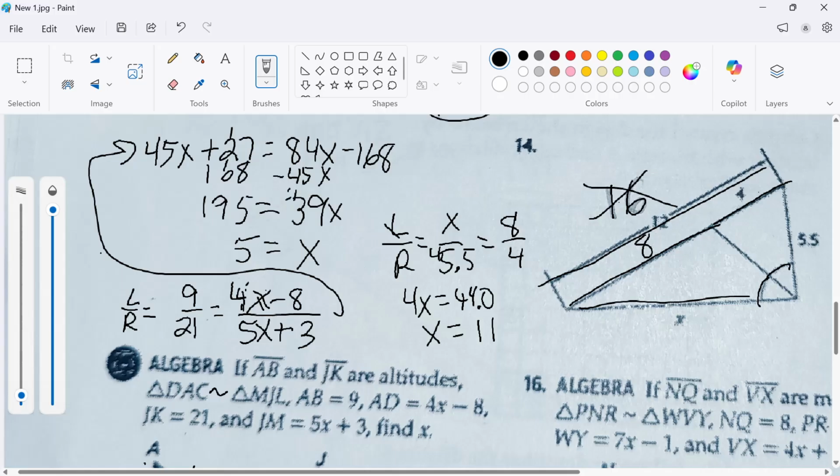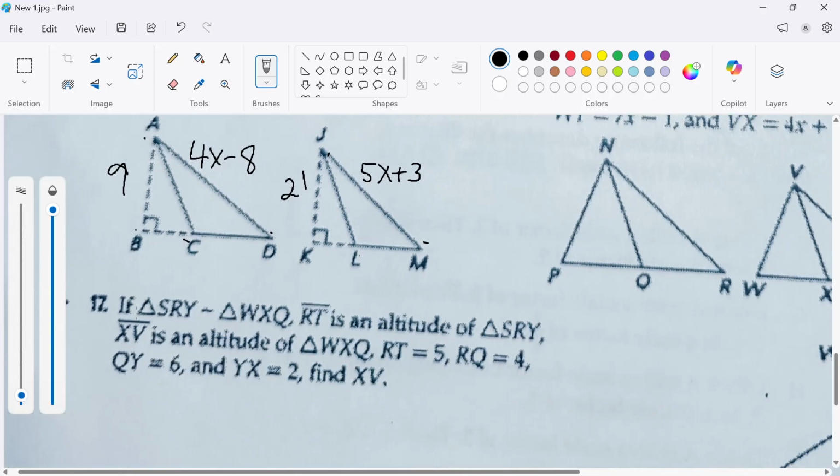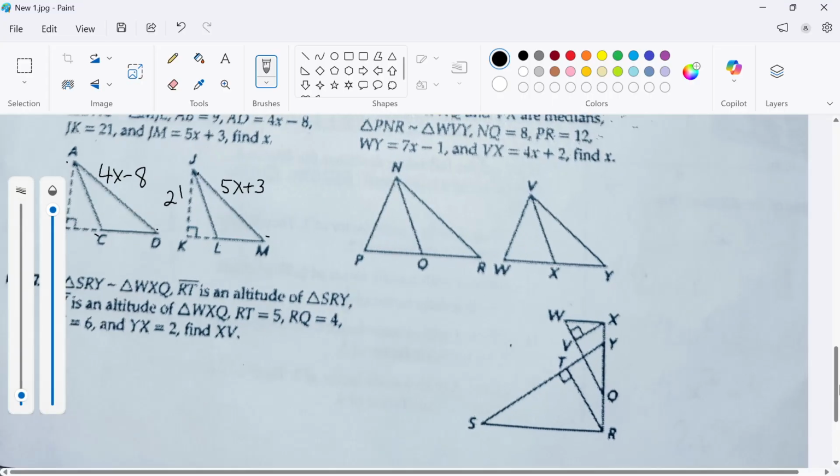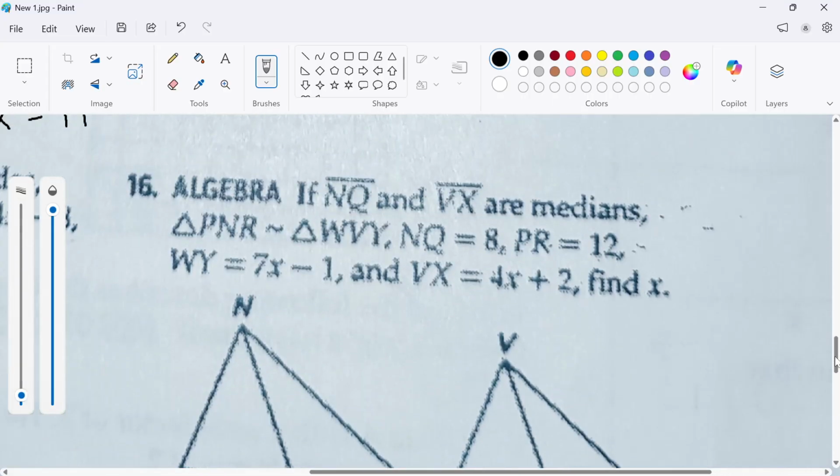5 times 39 is 195. Yeah, 5 equals x. So x is 5 on that one. Okay, I've got that one. Let me look at this next one. Maybe I'll have room to do this one.